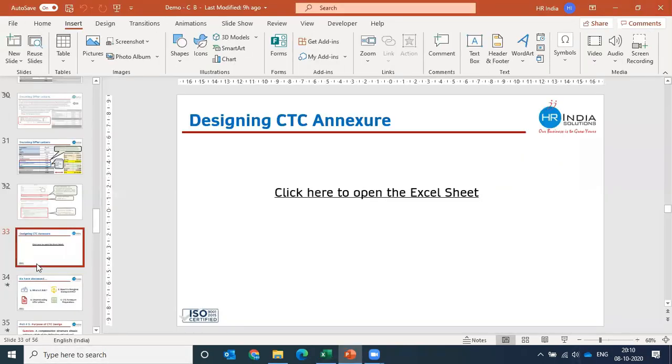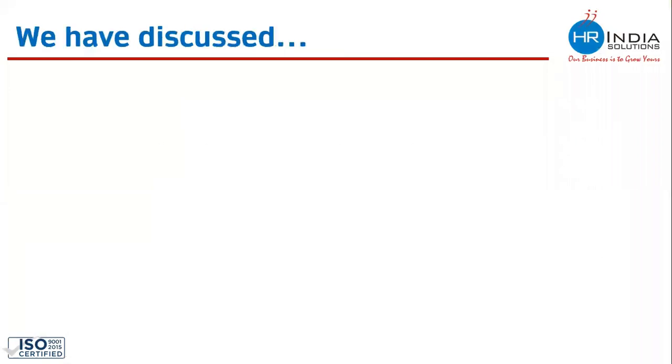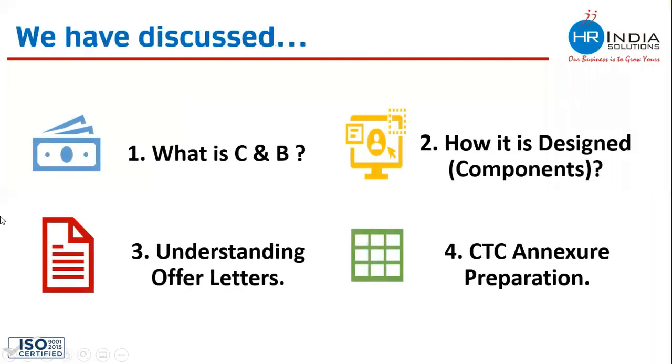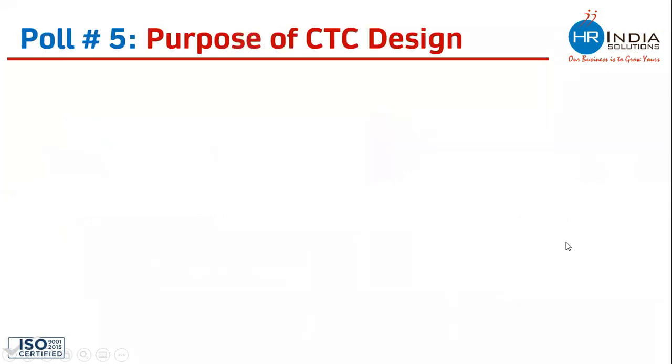So we are done with today's session, and in today's session, we have discussed what is compensation and benefits, how it is designed, and which components we need to consider at the time of designing an effective CTC structure. Then we had an understanding of some of the actual offer letters, and we did a live annexure preparation in Excel as well.